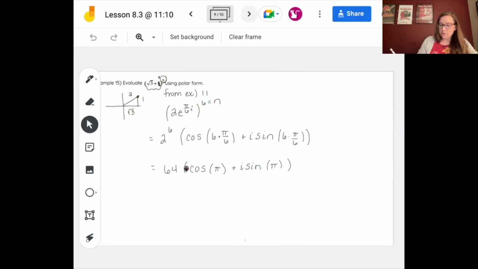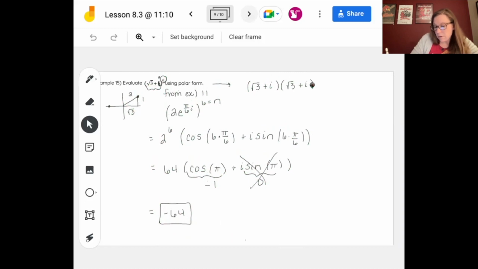I know cosine of pi is -1 because we are over here. And sine of pi is 0. So this doesn't matter because 0 times anything goes away. All I have is 64 times -1, which is just -64. Friends, that is much easier here as well. Instead of taking square root of 3 plus i times itself 6 times, right? We don't have that kind of time, right? We'd be here all day. Lots of room for error.